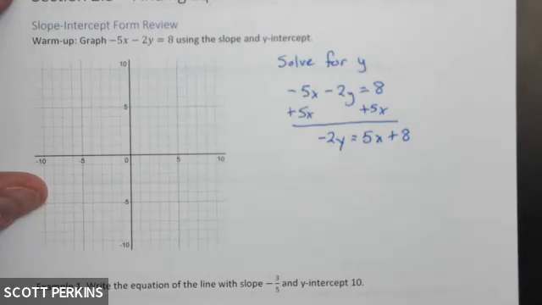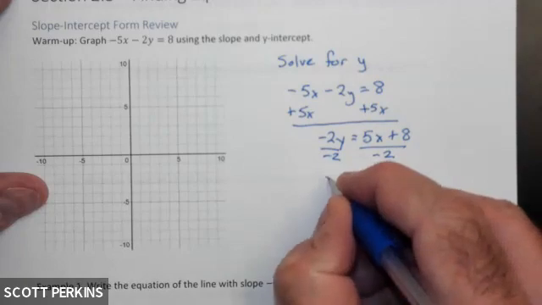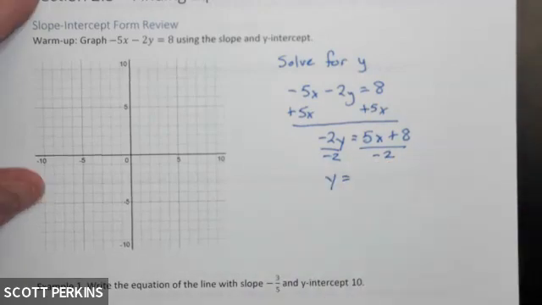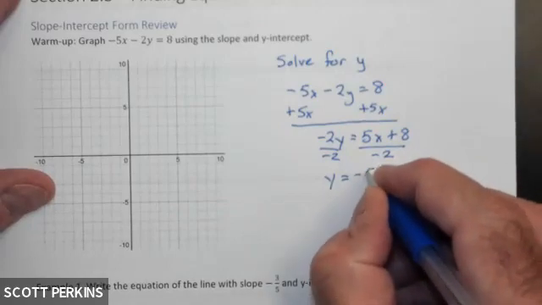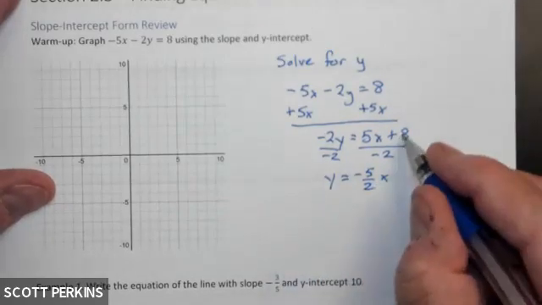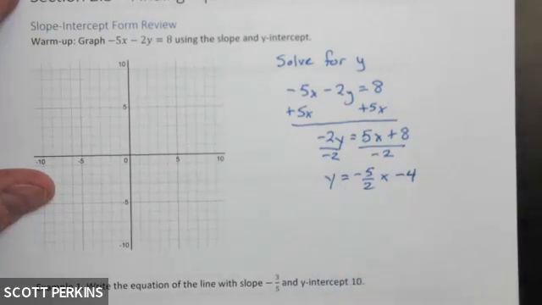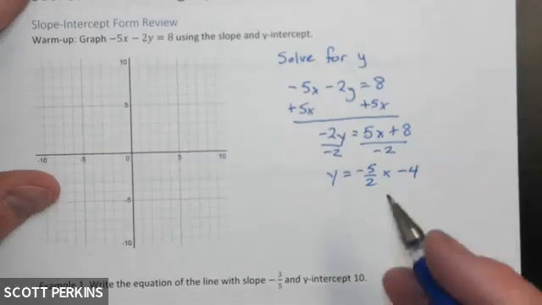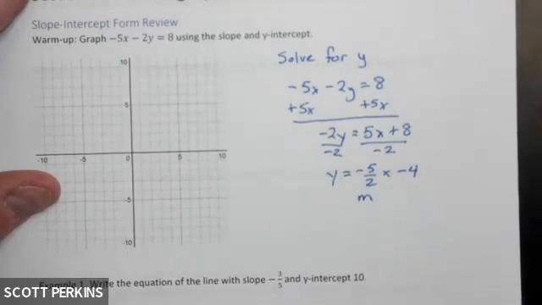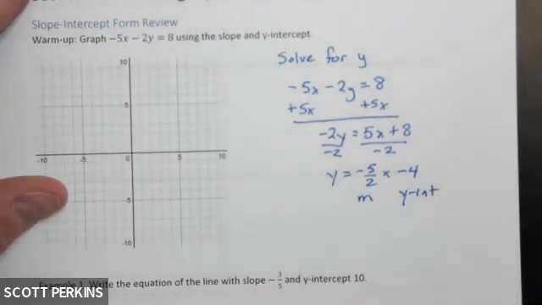And then I'm going to divide everything by that negative 2. And don't forget, on the right side of this, you have to distribute. So I have 5 over negative 2, which is negative 5 halves x. And then 8 divided by negative 2 is negative 4. This is the slope-intercept form. And it's called the slope-intercept form because every time, no matter what, the slope is the number in front of the x, and the y-intercept is this number added on.